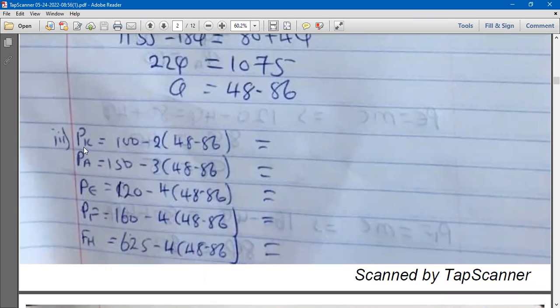So if you take PK equal to 100 minus 2Q, and you want the tax that Kwame is willing to pay, you put the Q here, the quantity for the public good, 48.86, into that demand function. So 100 minus 2 times 48.86. The answer that you get here will be the tax that Kwame will be willing to pay. If you go to Amina, you just put the Q, which is 48.